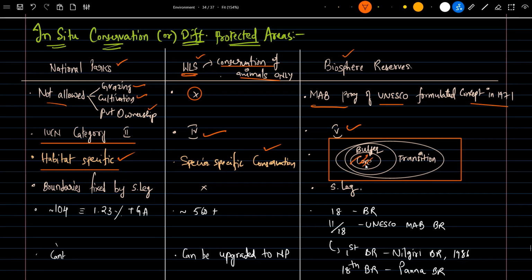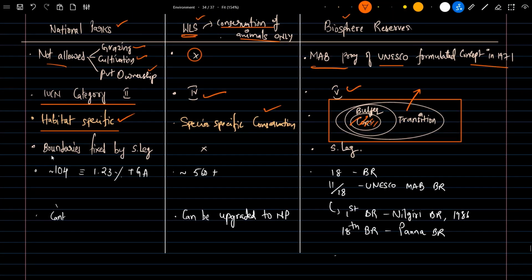In the core zone, no activity is allowed, so there are full restrictions. In the buffer zone, there are some restrictions along with some freedom to do activities like tourism. In the transition zone, there are fewer restrictions compared to the core and buffer zones. In national parks, the boundaries are fixed by the state legislature, whereas for wildlife sanctuaries there is no such condition; either the central or state government can do it. In a biosphere reserve, even the state legislature can fix the boundaries.